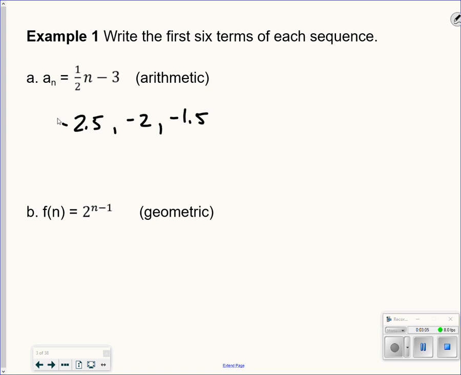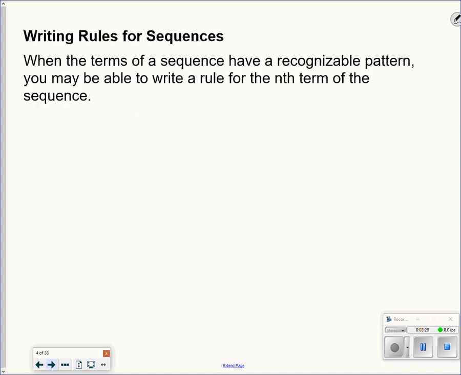Next one, what happens if I put 1 in for n? I get 1. What happens when I put 2 in for n? I get 2. 3 in for n, I get 4. Okay. If I put 4 in for n, I'd get 8. So again, this could be a dot, dot, dot situation. This is actually a geometric sequence. And we'll talk more about it as the chapter goes along.